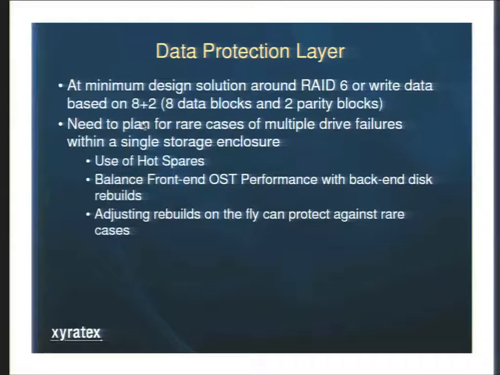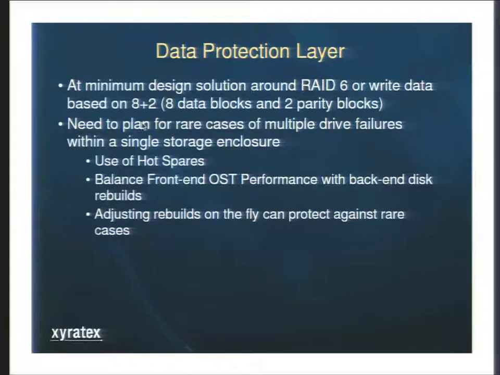At a minimum, where do we start? We start at the data protection layer to protect against multiple drive failures. And one of the basic solutions is to design a data protection layer around RAID 6, for obvious reasons: two parity drives, 8 data drives. And then the other thing is to avoid these rare cases that we always say will never happen, which is multiple drive failures within the same data protection layer.